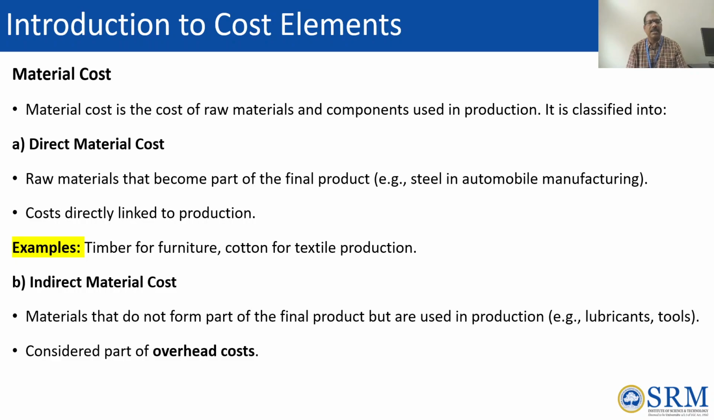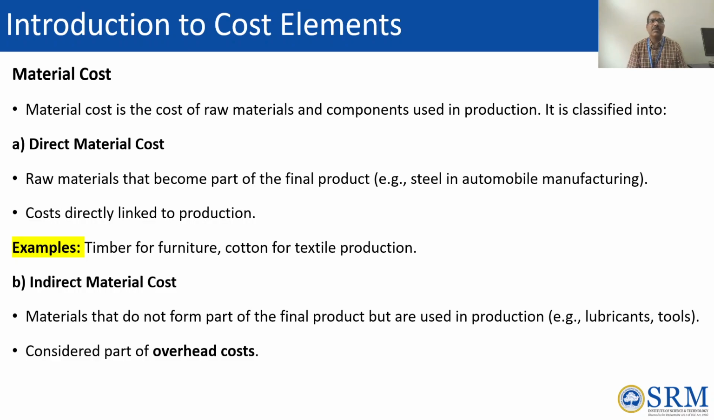That is considered under indirect material cost. That cost can be part of overhead cost also. So this is material cost: direct material and indirect material. We have to be very clear about what is direct, the cost which we are putting on the product during the making.